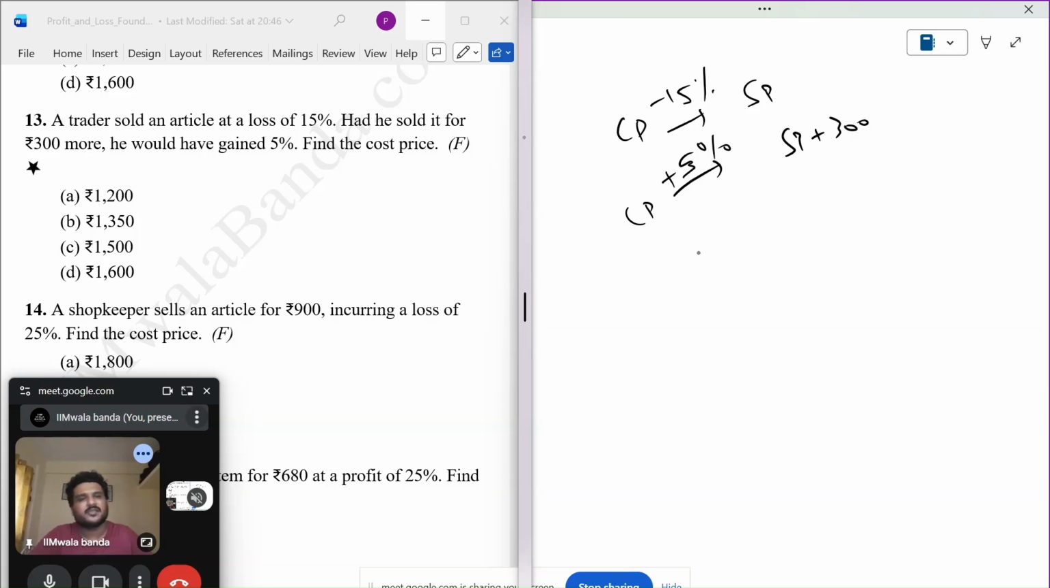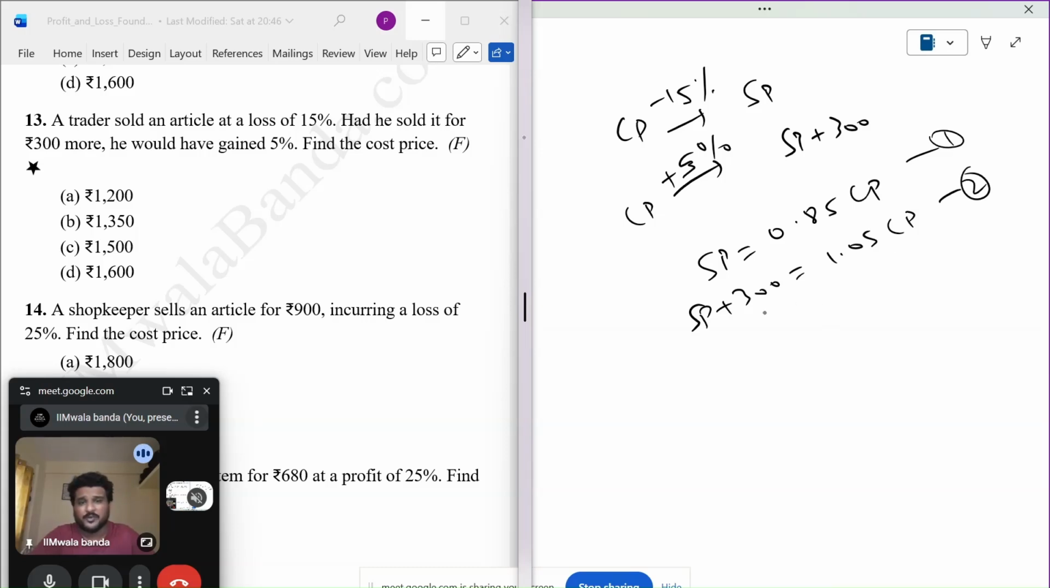Find the cost price. Simply, you can write from the first equation that selling price is 0.85 of cost price. From the second equation, you can directly write 1.05 of cost price, right? So now, what do you want? You want cost price, you want to remove selling price, just do 2 minus 1. So this is 300. This is 0.20. Why? Because this is 0.05 more than 1, 0.15 less than 1. So 0.20 of CP is 300. CP is 300 upon 0.2. Never pay heed to any zero after decimal, or 3000 upon 2, or 1500.